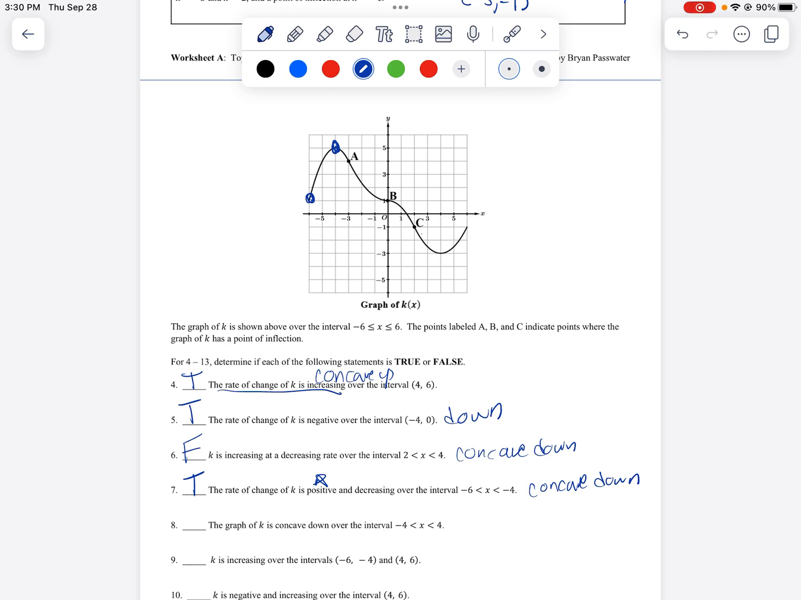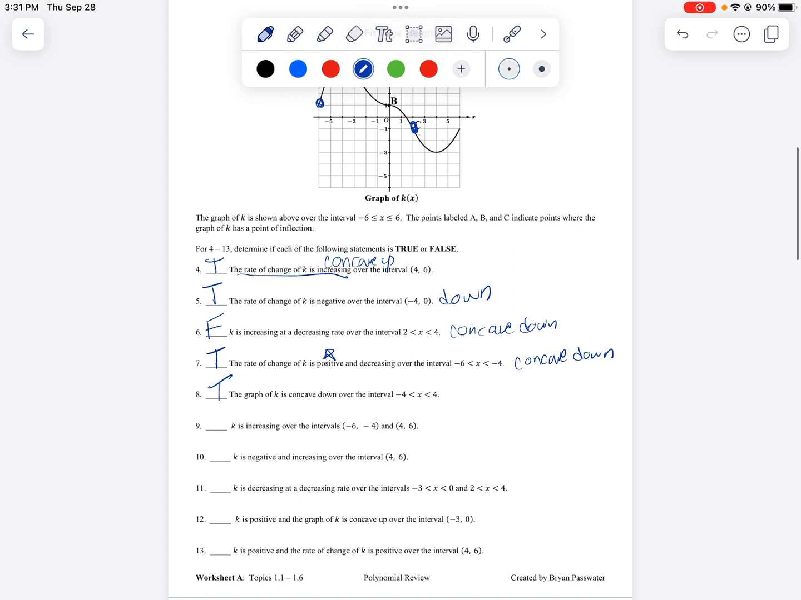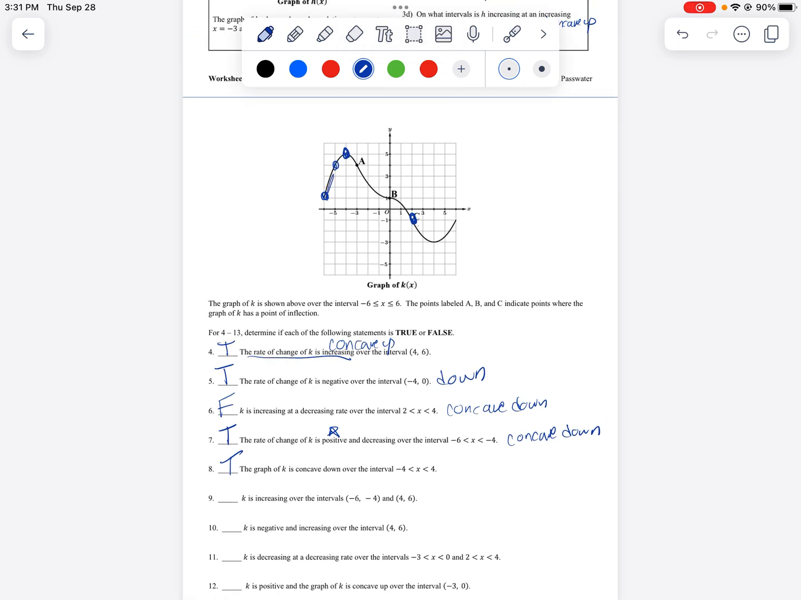All right, number 8. The graph of k is concave down from -4 to +4. I would say that's true. It's concave down, yep. K is increasing from -6 to -4. Well, that's true. And from 4 to 6, well, that's true as well. It's going up.